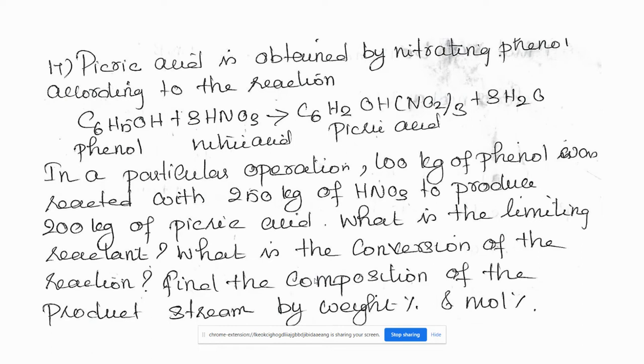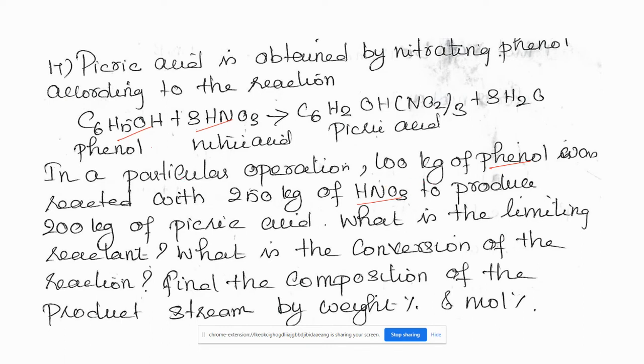So now we have to find out, of these two reactants, that is phenol and nitric acid, which is the limiting and which is the excess. As you people know, the amount which is present in less will be the limiting reactant, and the amount which is present in more will be the excess reactant. By seeing the problem only we can say the phenol will be the limiting reactant and the nitric acid will be the excess reactant. But we should prove this.